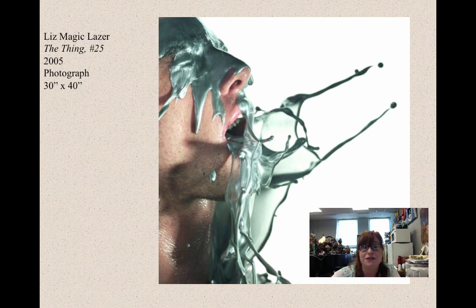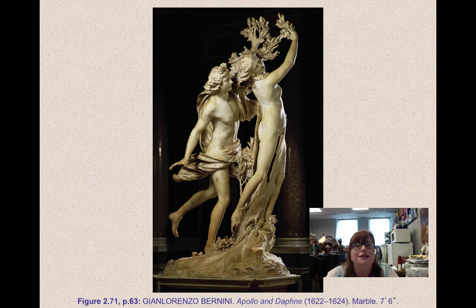This is Liz Magic Laser's The Thing, number 25, and she loves doing images of people with liquid being poured on them or splashing off of them. So there is that. And then this is Gian Lorenzo Bernini's sculpture. It's not a photograph, but it implies motion. It's a sculpture of Apollo and Daphne.